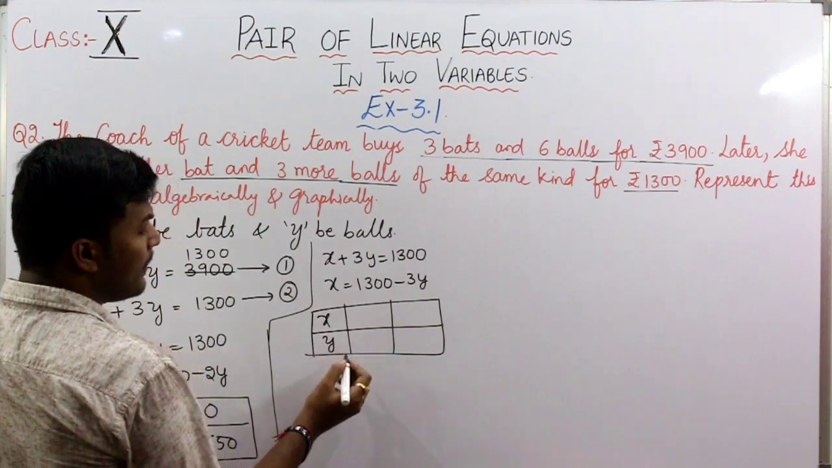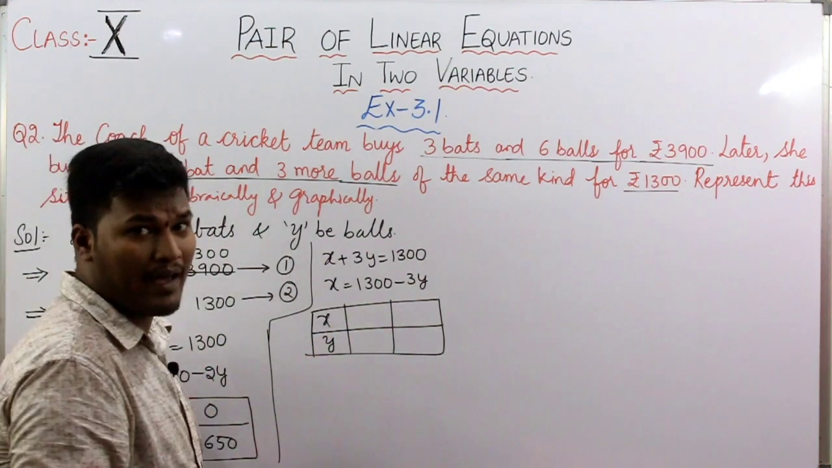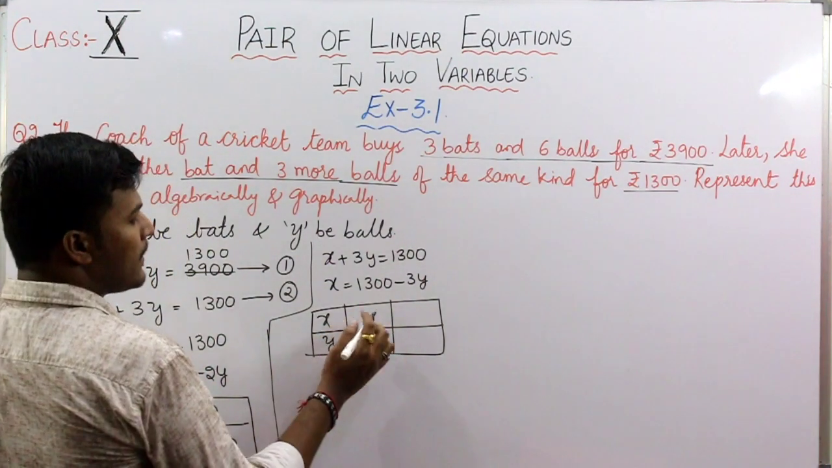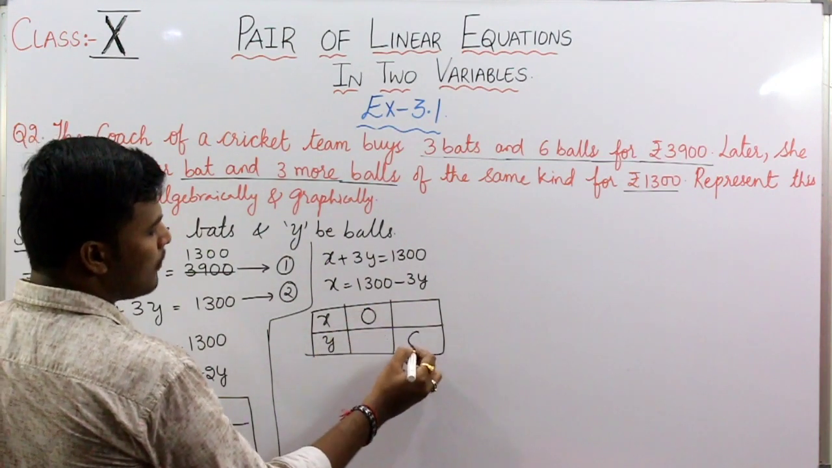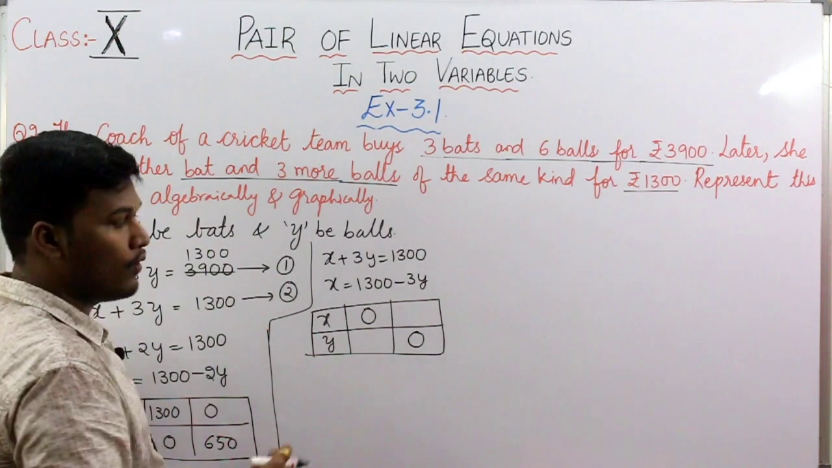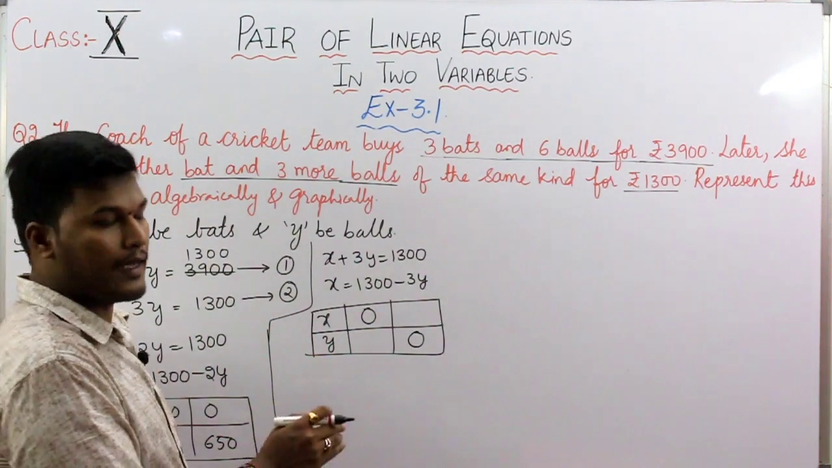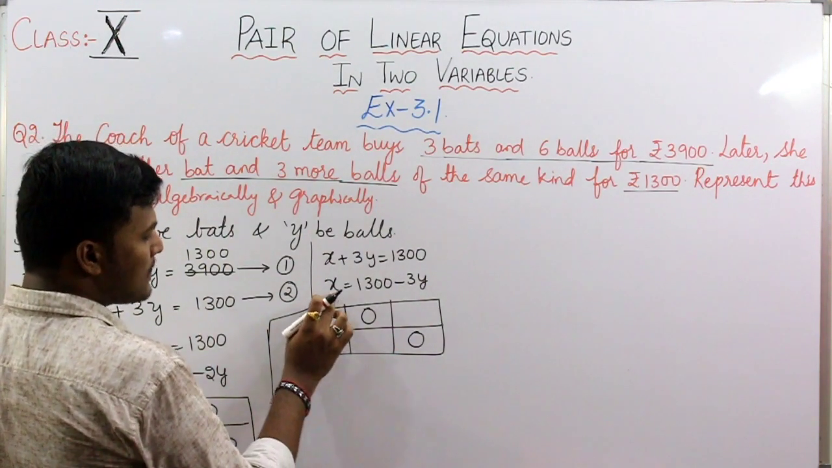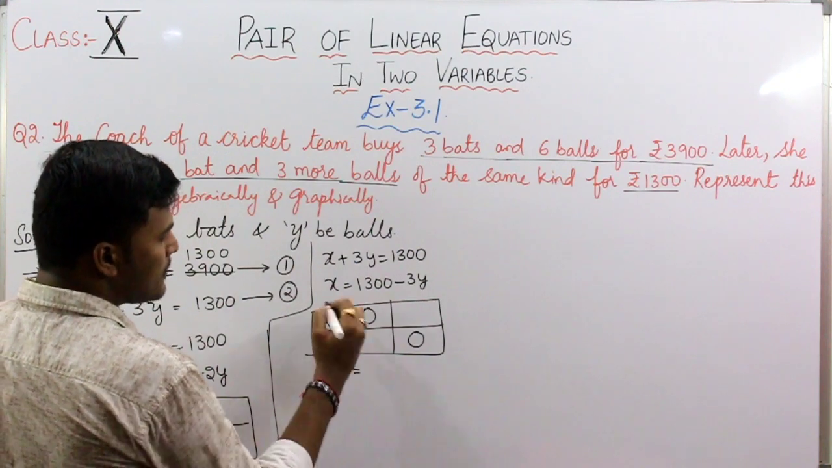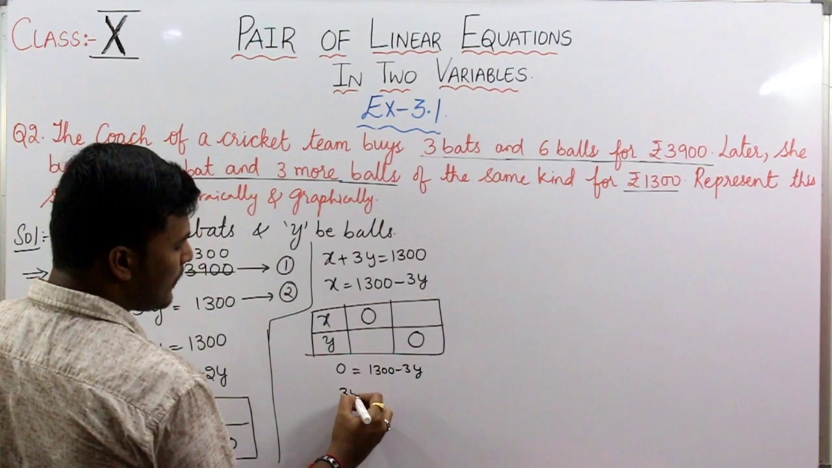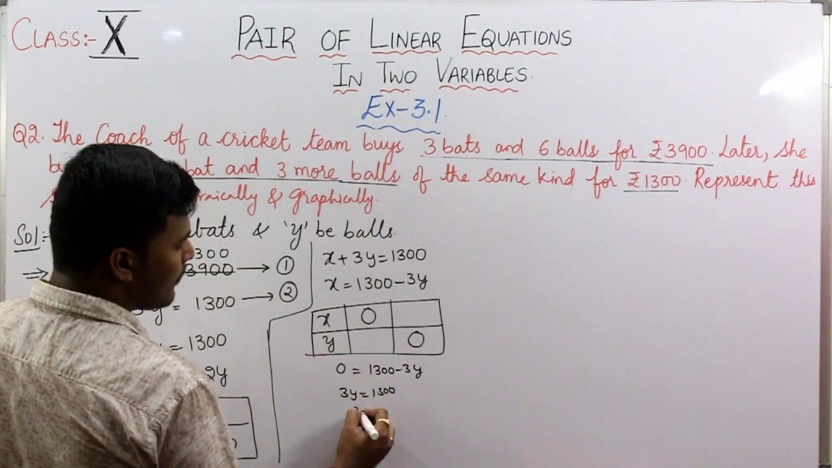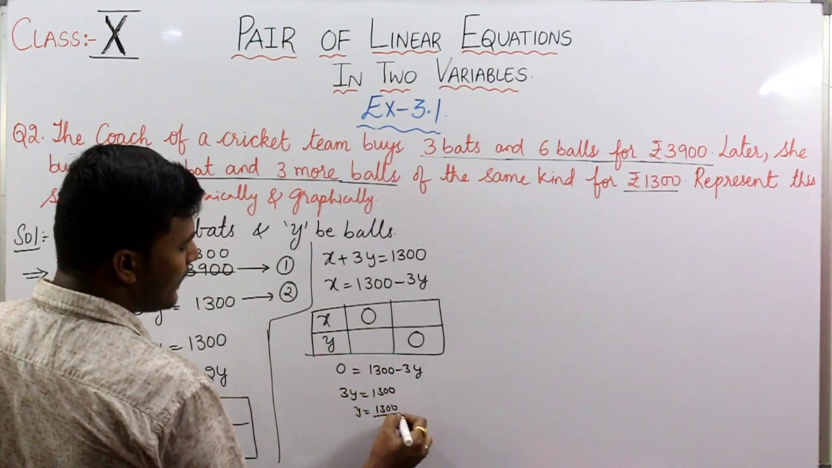Okay, x and y. You can take any values of x and y, but I am taking them for simplification. Once I am taking x as 0, the other time I am taking y as 0. This is for simple calculation. If I take x as 0, then I will be getting 0 is equal to 1300 minus 3y. From that, 3y is equal to 1300. From that, y is equal to 1300 by 3.